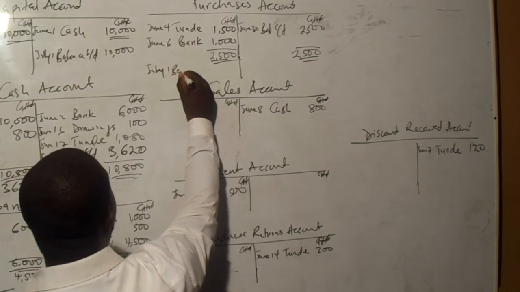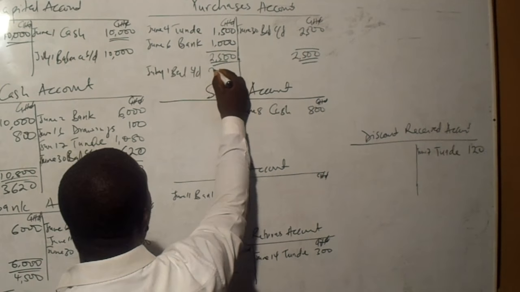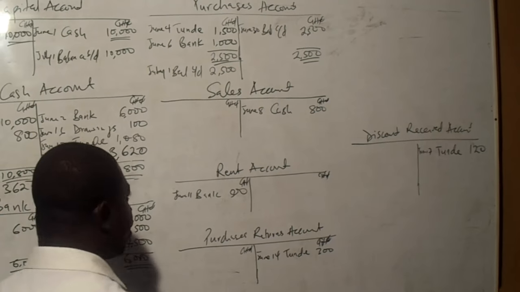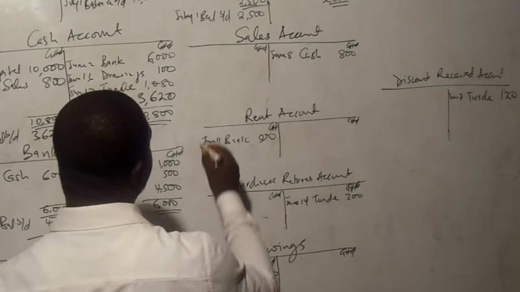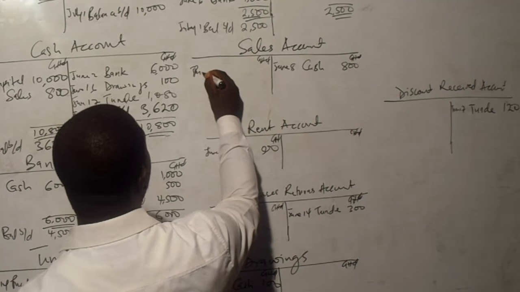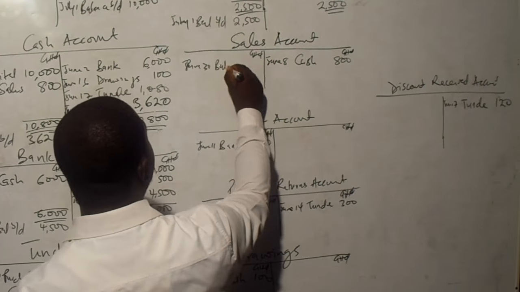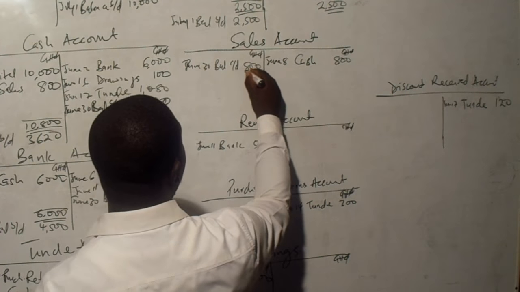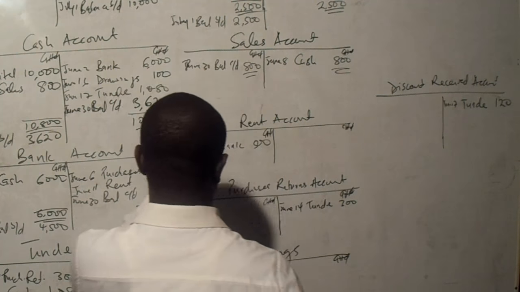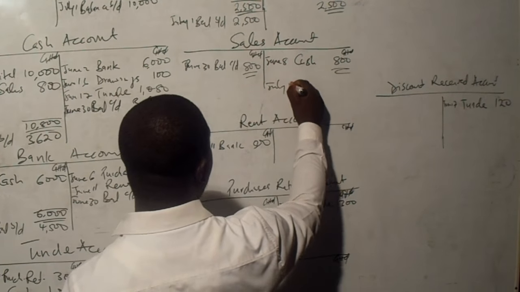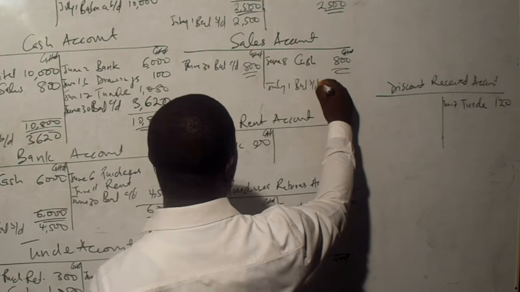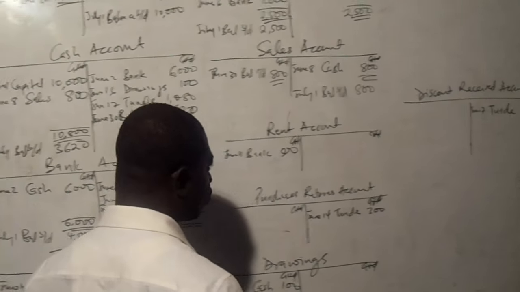July 1st, it will be balance brought down of 2,500. When I come to sales account, on June 30th, there will be a balance carried down of 800. Then I close off the account. And then July 1st, there will be a balance brought down of 800.